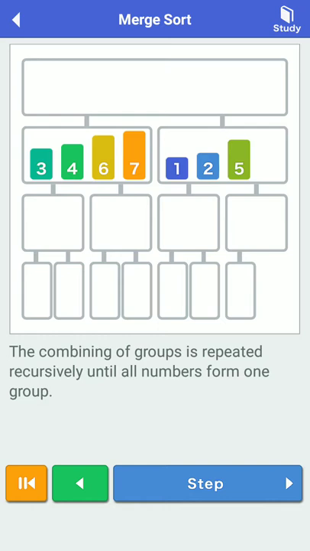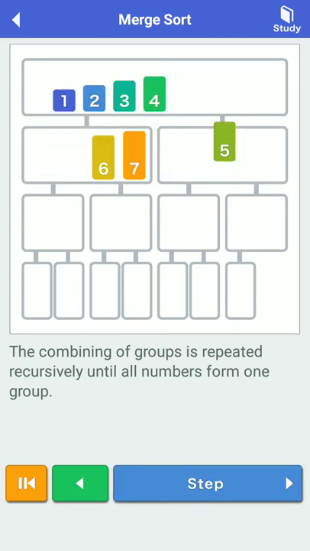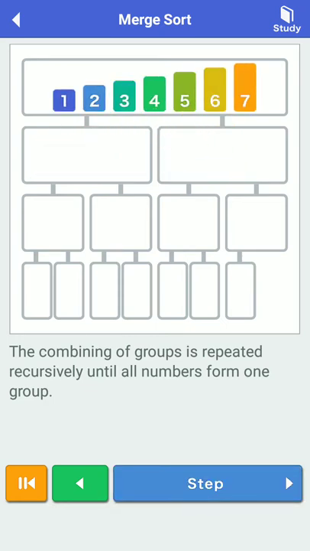Now we have to combine them again. So here 1, 2, 3, 4, 5, 6, 7. So this is the process. First of all we have to split them in halves until each is a single element. After that we have to combine them, again according to the smallest number.